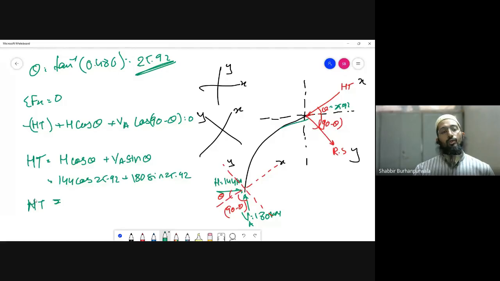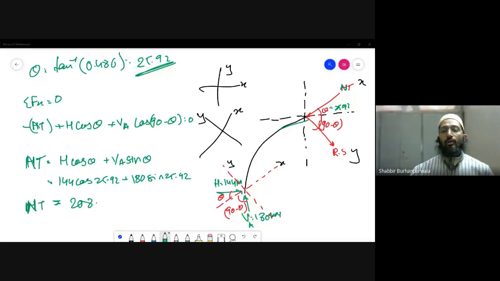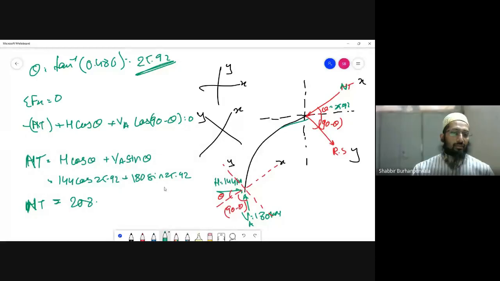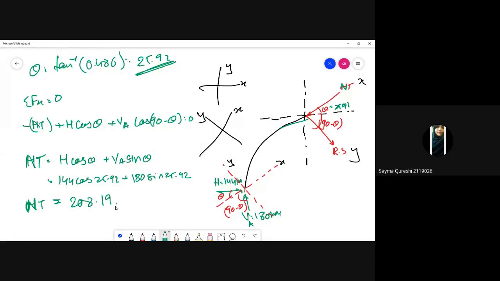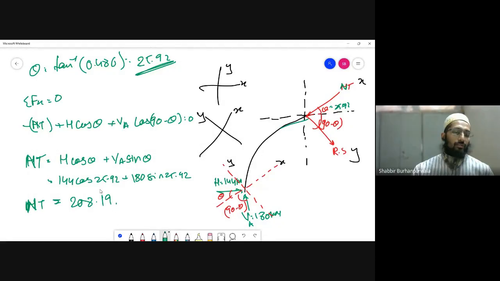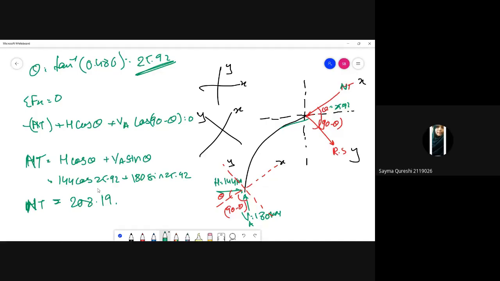So your normal thrust, I'm continuously saying horizontal thrust, but it is normal thrust. The normal thrust value you are getting is 208 point something. Is everyone getting 208.19, or is there a different value for this? Sir, why did we not consider the UDL?